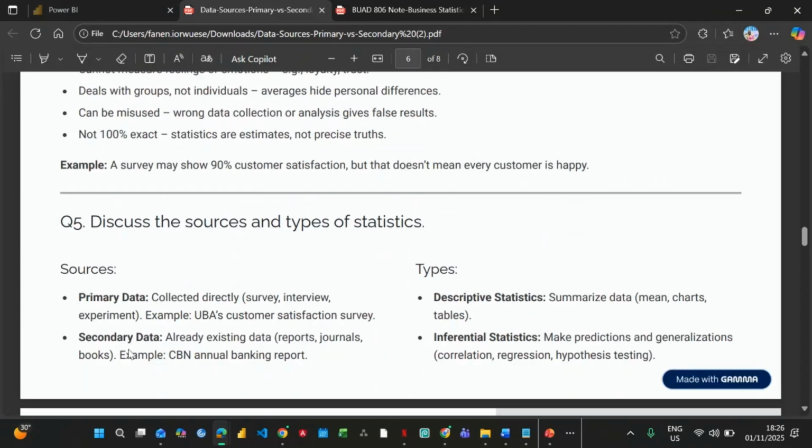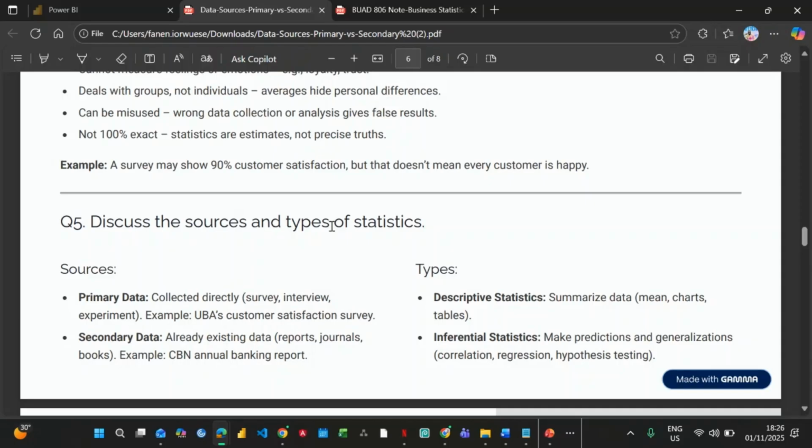So we discuss the sources and types of statistics. For sources, we are looking at the primary data source, collected directly from people, right? So we have the survey, experiment. If you have a test or an exam to write, it will be simple for you to do this. For example, UBA Bank wants to know customer satisfaction, they can just do a survey. And the secondary data source is just already existing data. Very simple. Reports, journals, books, for example, the CBN annual banking report.